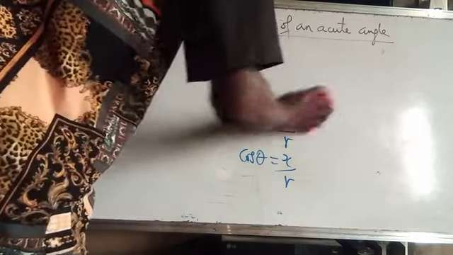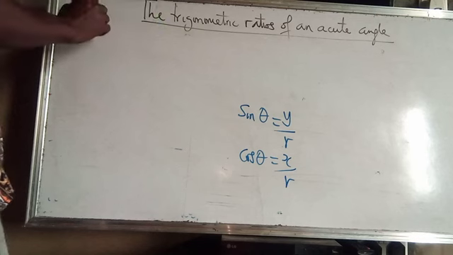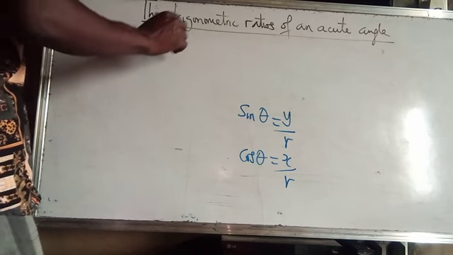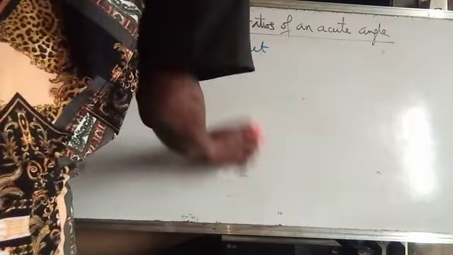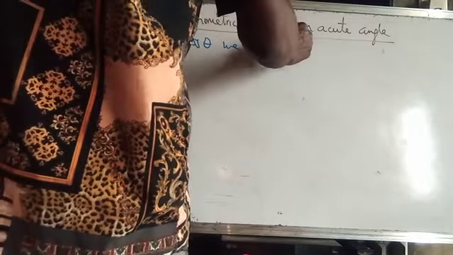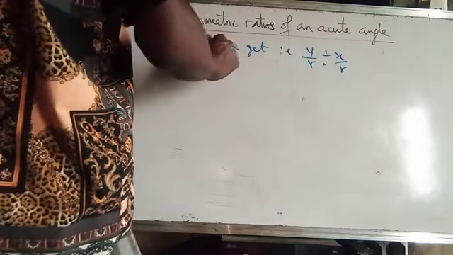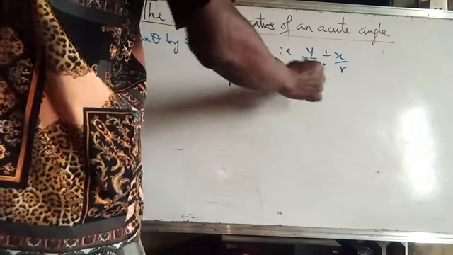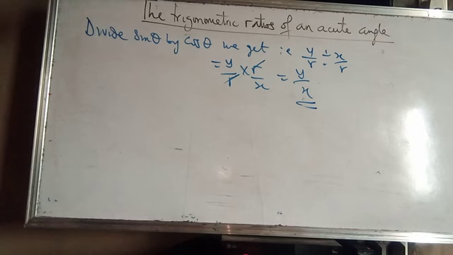Now let's divide sine theta by cos theta. I hope you are taking notes. Our sine theta is y over r, divided by x over r. If we divide that, we have y over r times r over x. That gives us y over x, because r will cancel out. And y over x is equivalent to tan theta, which we have obtained before.